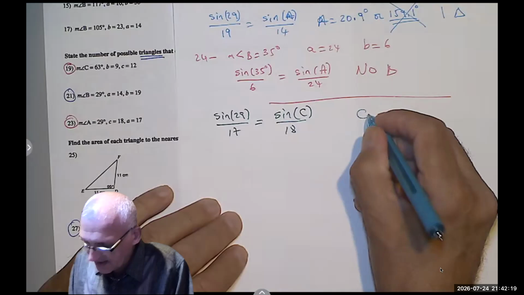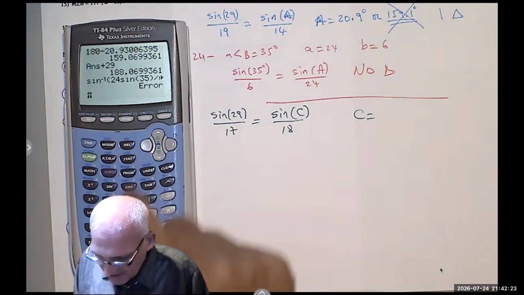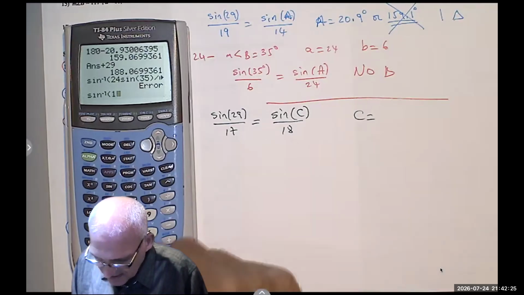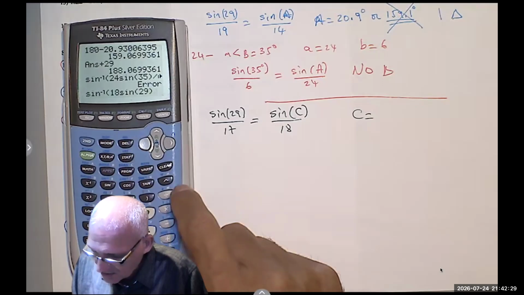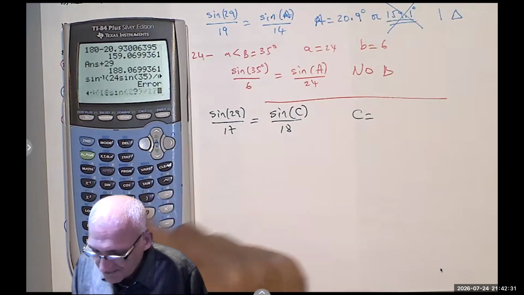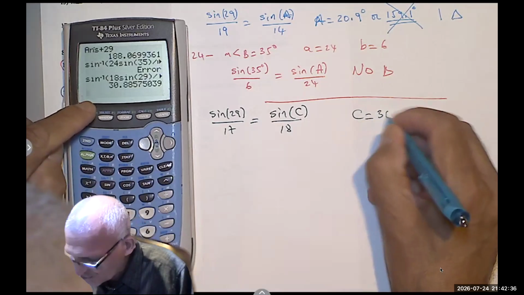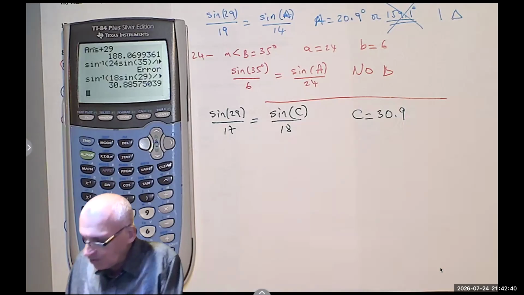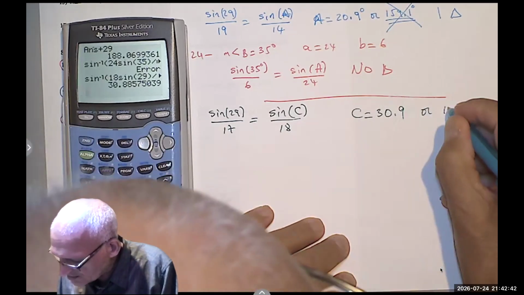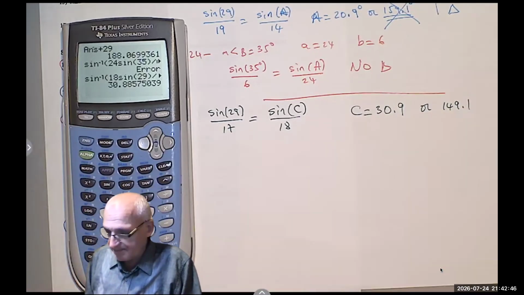So from here, we can get angle C, okay? And this would be inverse sine of 18 sine 29 over 17. So this angle is 30.9 if we use one decimal place like that, or 149.1, or 180 minus that.